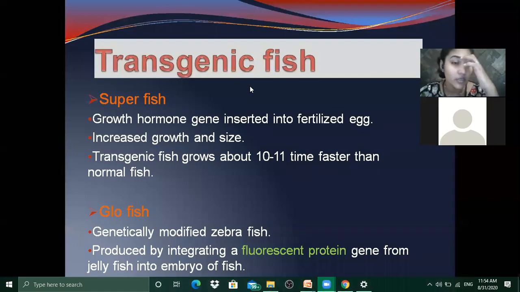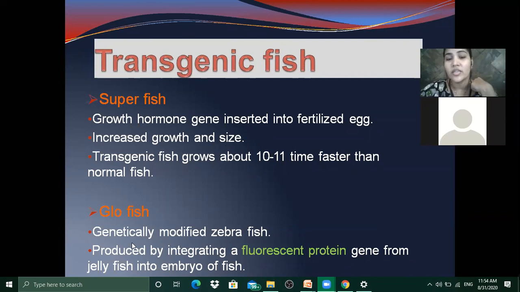We'll see those. In transgenic animals, first is the superfish. Growth hormone gene inserted into the fertilized egg, increased growth and size. Transgenic fish grows up to 10 to 11 times faster than the normal fish. So very important, very good.